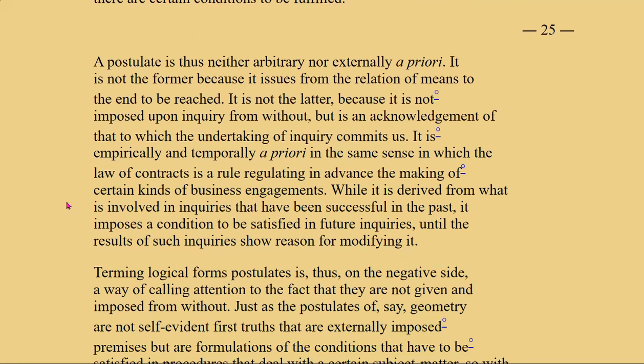I'm going to finish up this section, which is about 1.5 more pages. So he writes, a postulate is thus neither arbitrary nor externally a priori.